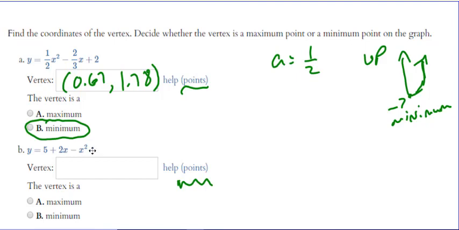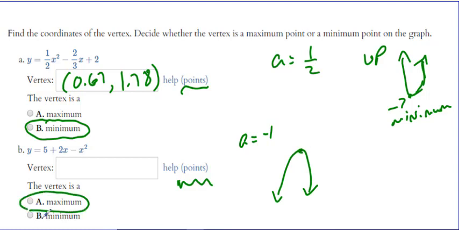Now, it's opening down, that's the negative a, because the a is negative, right? The a happened to be -1, so it's going to open down. There's our vertex, right? So it's going to be a maximum. So if the a is negative, it's opening down, it's going to be a maximum, okay?